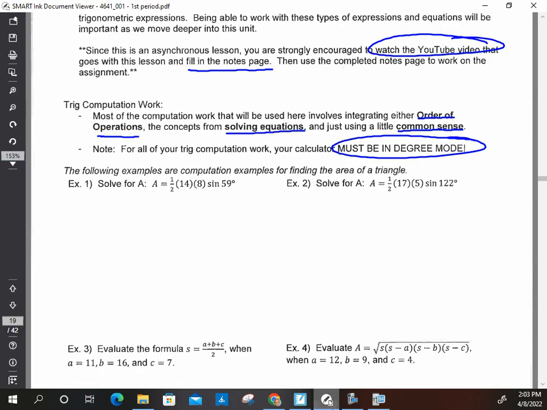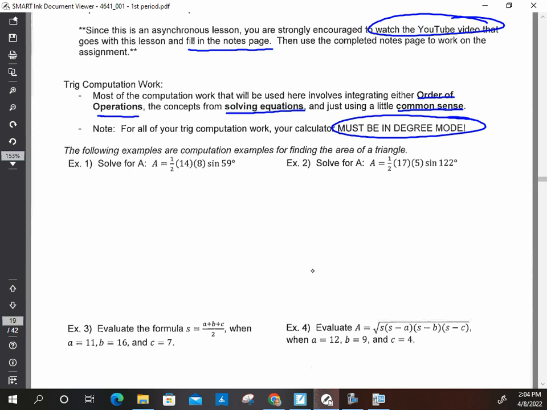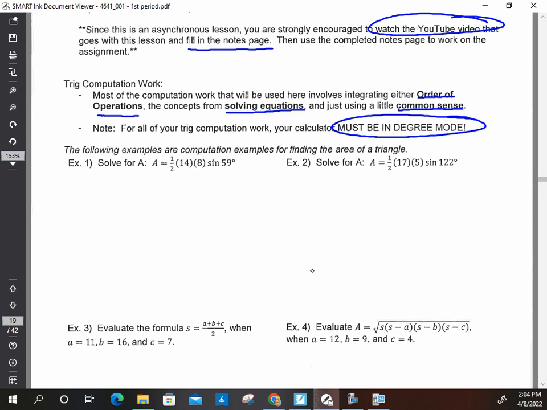So let's start with some computational examples associated with finding the area of a triangle. So the examples that we're doing, 1, 2, 3, and 4, go along with finding the area of a triangle when we come to that section later on in this unit. So examples 1 and 2, you're solving for A. So A equals 1/2 times 14 times 8 times the sine of 59.